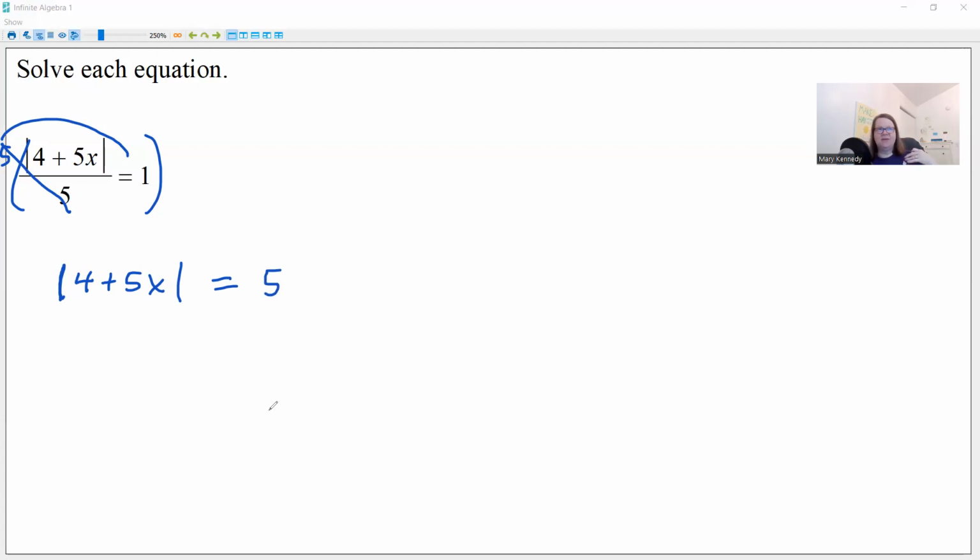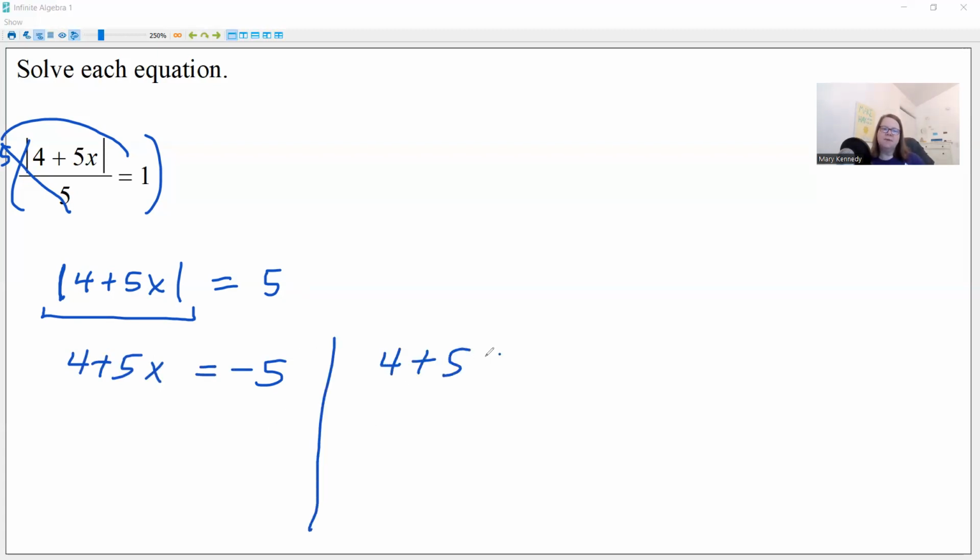Now we're back to solving the absolute value part. There's nothing on the outside of the absolute values on this side of the equation. So we're ready to think about, okay, this absolute value equals positive 5. So this 4 plus 5x could be negative 5 because the absolute value of negative 5 is positive 5. Or 4 plus 5x could be equal to positive 5 because the absolute value of positive 5 is positive 5. All right, so two separate equations.